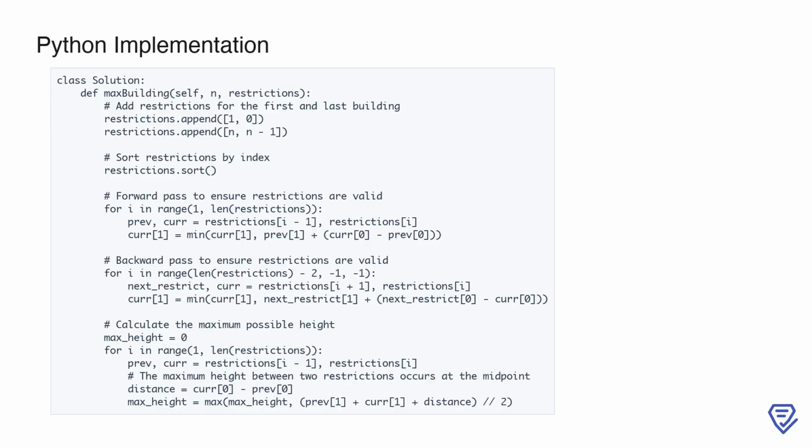Following this, we perform a backward pass to refine these constraints. This step ensures that the heights remain consistent when traversing the restrictions in the reverse direction. By iterating backward, we adjust the heights where necessary, considering the next restriction's height, index, and the distance between consecutive restrictions. This two-pass process guarantees that the height restrictions are valid and consistent in both directions.